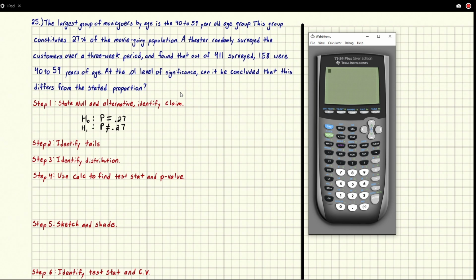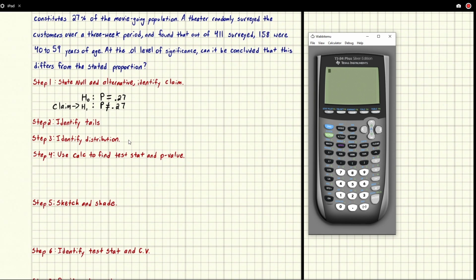Now we need to determine the claim. The claim is the one that we want to be able to say something about. Right here it says, can it be concluded? Those are buzzwords for what we want to be able to say, which is that it's different from the stated proportion. So that's the second one, that it's not the same. So this one is our claim.